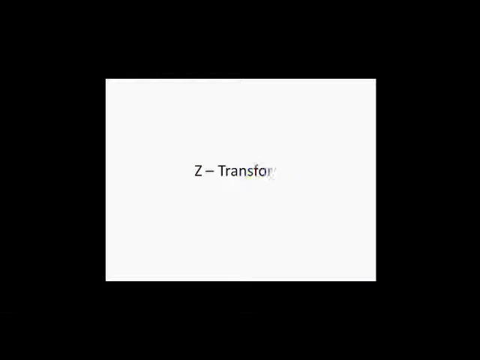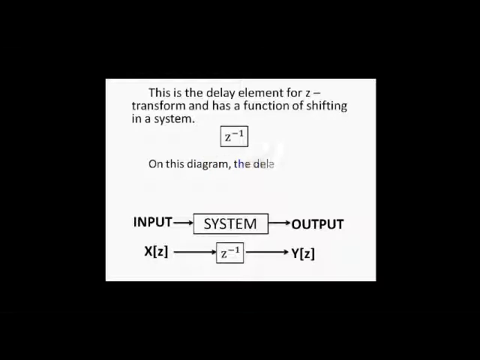Z transform, transfer function, and block diagram. This is the delay element for Z transform and has a function of shifting in a system. On this diagram, the delay element acts as a system z raised to negative 1 for the input x bracket z and output y bracket z.